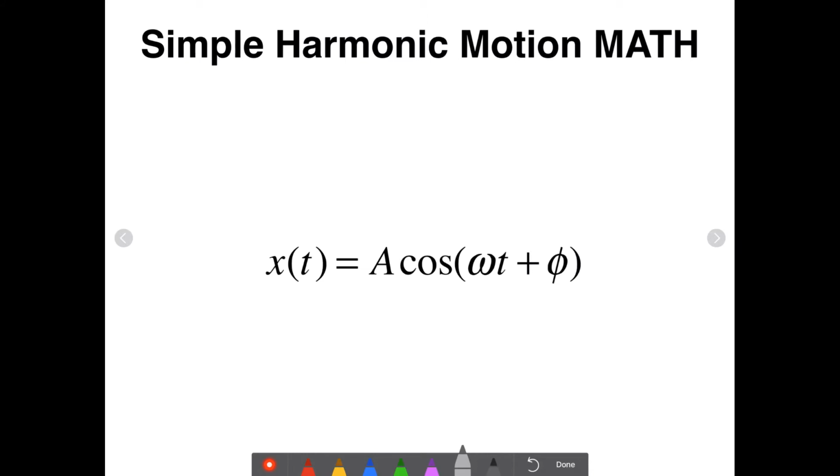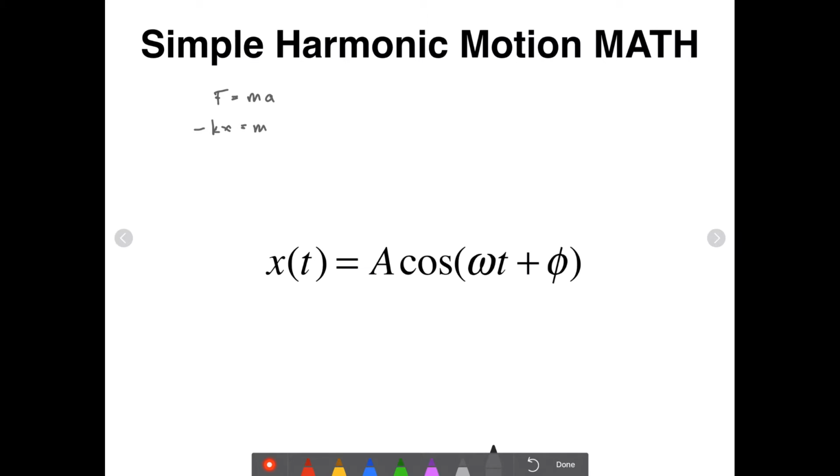All right, so simple harmonic motion, we're going to get something that looks like this. Now, where does this come from? Well, we know that force is equal to mass times acceleration. But when we're talking about a spring, what's our spring force? Well, our spring force is going to be negative kx.